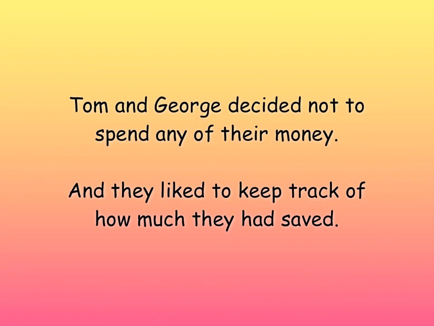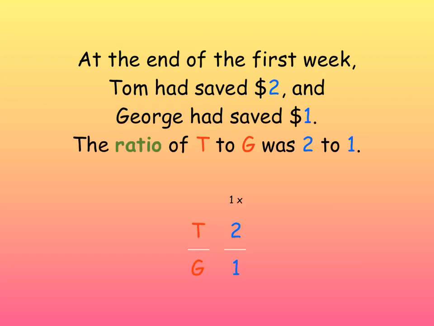Tom and George decided not to spend any of their money, and they liked to keep track of how much they'd saved. At the end of the first week, Tom had saved $2 and George had saved $1, so the ratio of T to G was 2 to 1. Look at the diagram.